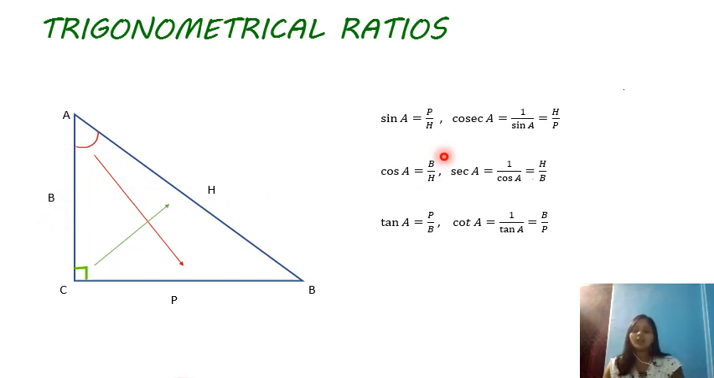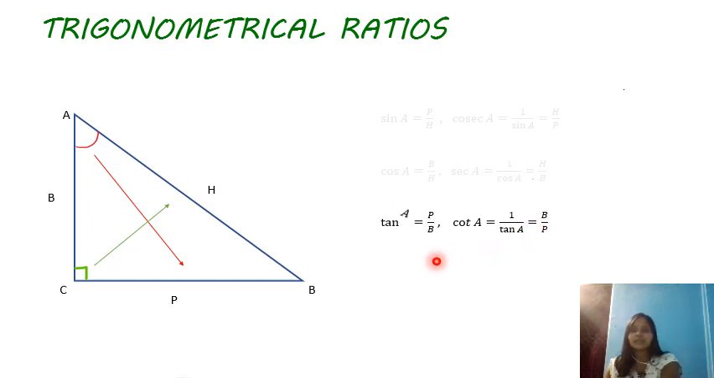So now here, sine of angle A will be perpendicular by hypotenuse. Cosec A is the reciprocal of sine A, so H by P. Cos A is equal to base by hypotenuse, so sec A is the reciprocal, 1 by cos A, and that means it will be equal to H by B. Tan A is equal to perpendicular by base. Cot A is the reciprocal of tan A, so 1 by tan A, that is equal to B by P.